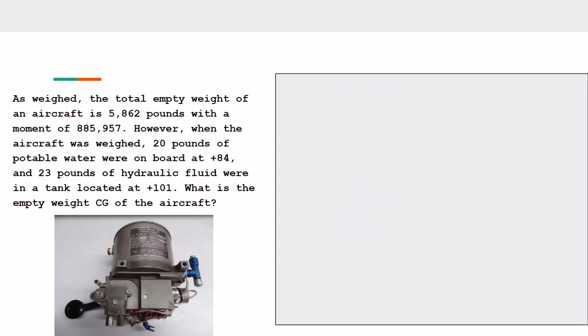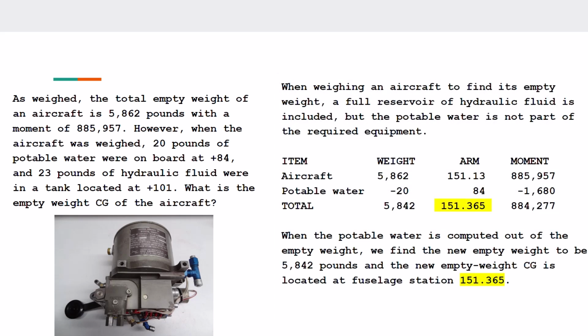Next question asks, as weighed, the total empty weight of an aircraft is 5,862 pounds with a moment of 885,957. However, the aircraft was weighed with 20 pounds of portable water on board at station 84 and 23 pounds of hydraulic fluid in the tank located at station 101. What is the empty weight CG of the aircraft?